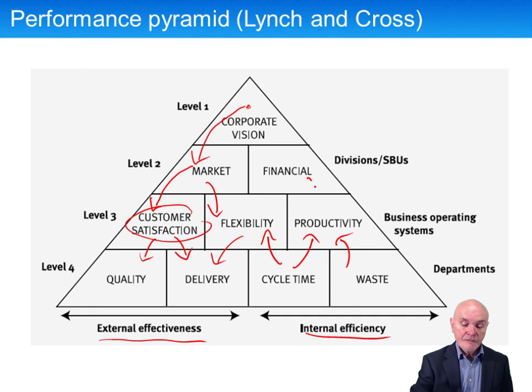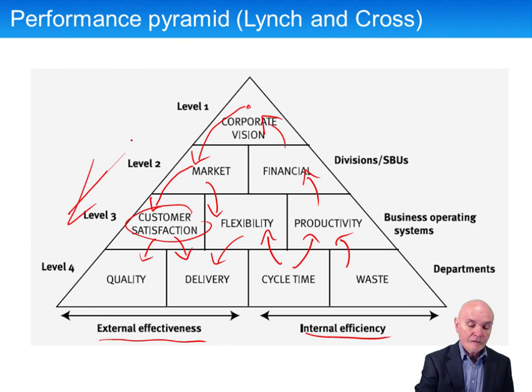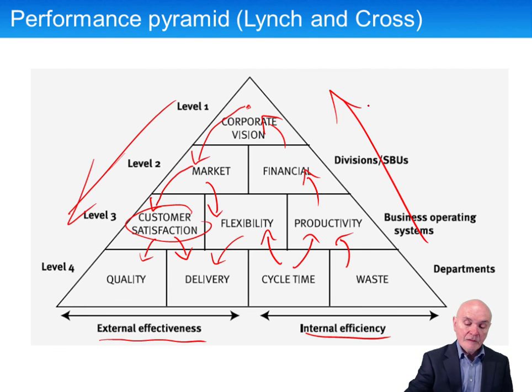Our productivity improves our financial performance, and our financial performance is ultimately going to help us to achieve our corporate vision. So the way to think about this is going down the left-hand side, towards what the customers want, and then as you come up here, delivering what the customers want eventually helps us to get good financial performance and to realize a corporate vision.